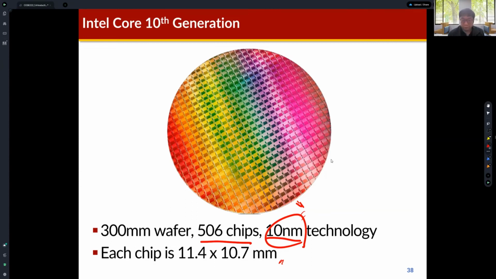But as you know, the shape of a wafer is a circle, and the shape of a single die is a rectangle. So how about these chips, these dies? We cannot fabricate the whole die in the boundary of a wafer. So we cannot use these dies, okay?